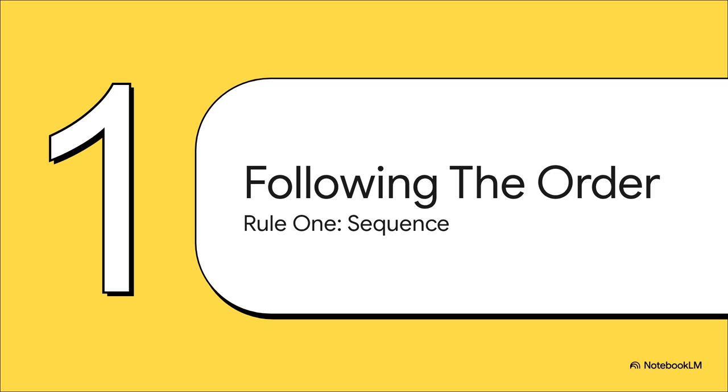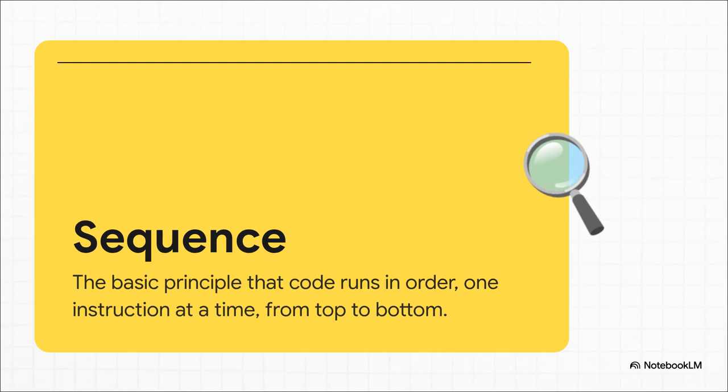All right, so our first building block, it's the most basic rule of all. Code has to follow a specific order. So this idea is officially called sequence. All it means is that the computer reads code just like you'd read a book, one line at a time from top to bottom. That's it. No jumping ahead, no guessing what's next, just a straight, logical path.